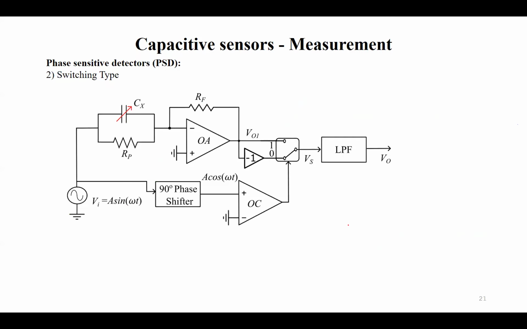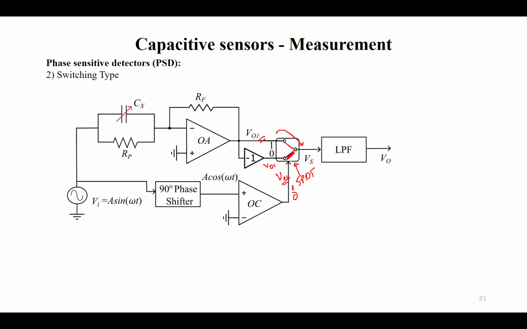The best way to do that is to use the second method, that is the switching type PSD, where we replace the multiplier with a switch. You can see here, this is an SPDT switch, and this switch is controlled by VOC, the voltage output of this comparator. Whenever the comparator output is 1, the switch will be connected to position 1, so whatever signal V01 comes here will pass. Whenever the voltage at VOC is 0, the switch will be connected to position 0.